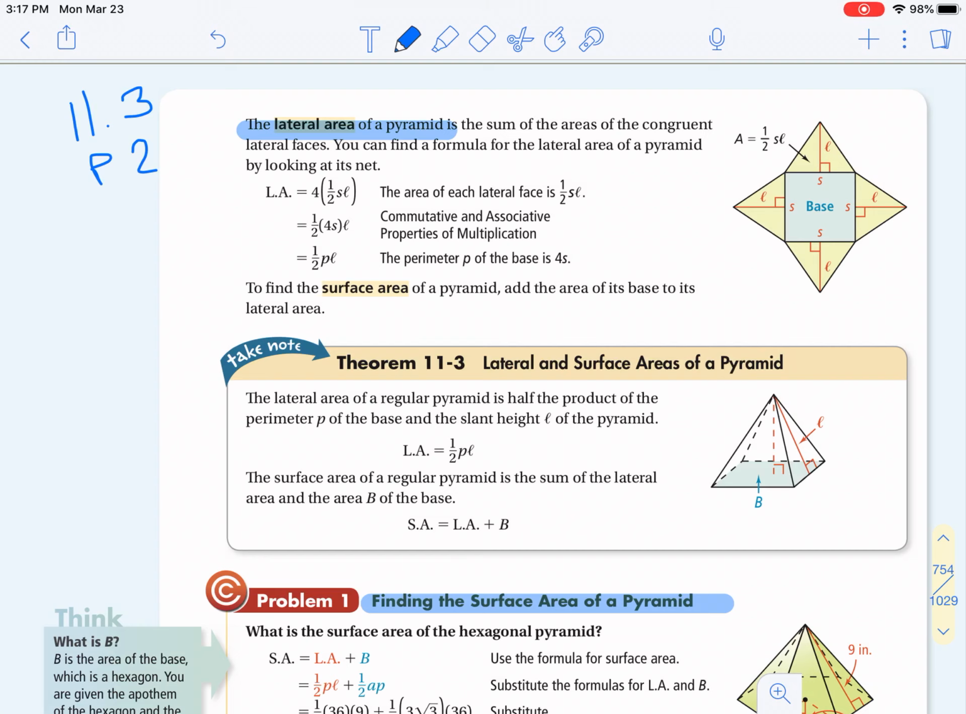All right, Lancers, here we are, 11.3, Part 2. In Part 1, we talked about key terms, and in Part 2, I'm going to go over how to find the lateral area and eventually the entire surface area of your pyramid, okay? So first of all, let's talk about lateral area.